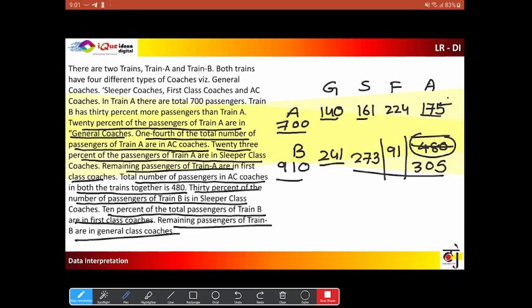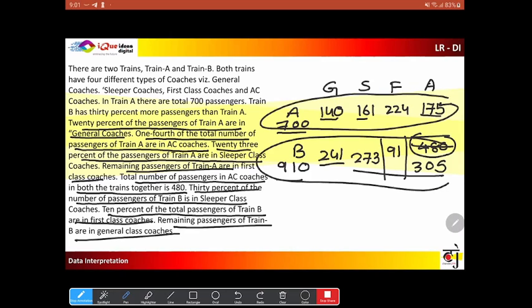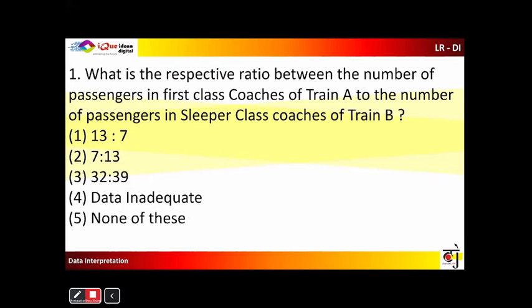Got all these numbers. Absolutely easy. Correct? So then the questions should be a cakewalk. What is the respective ratio between the number of passengers in first class of train A to the number of passengers in sleeper class of train B?